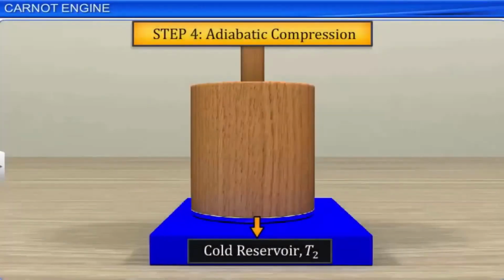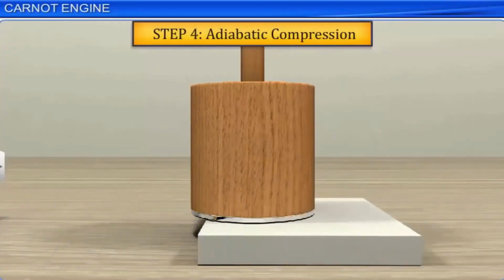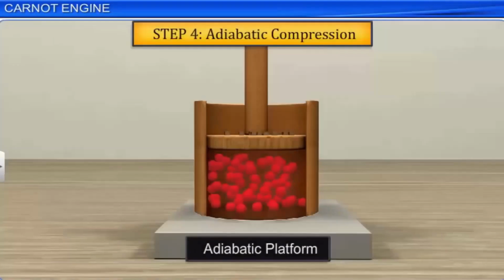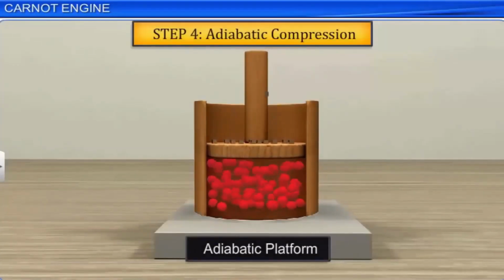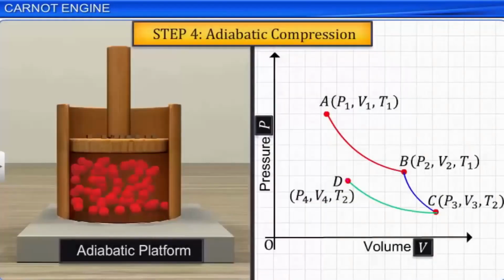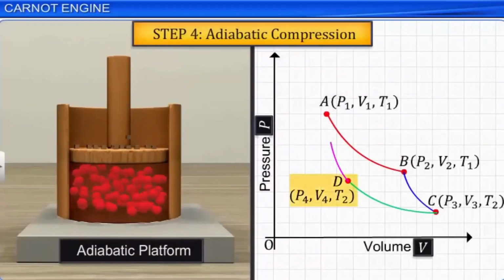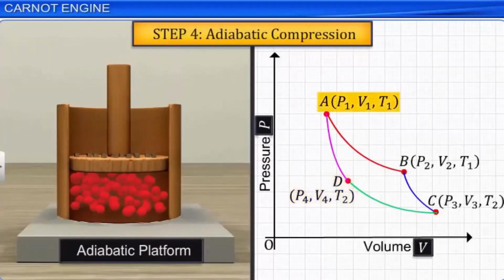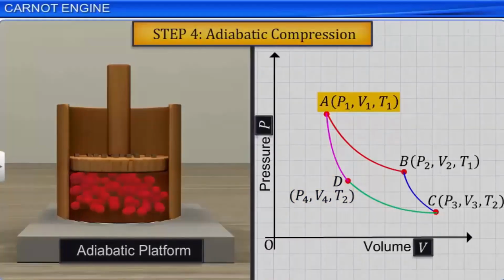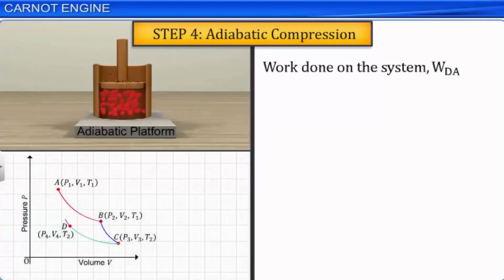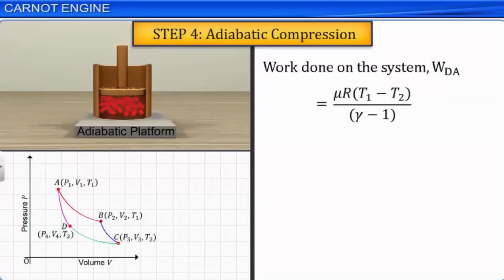In the final step, place the container on an adiabatic platform once again and compress the gas by adding small weights one by one. This adiabatic compression has taken the state of the gas from D (P4, V4, T2) to A (P1, V1, T1). The work done on the system, WDA, is equal to μR(T1 − T2)/(γ − 1). Let this be equation 5. As the process is adiabatic, we can write T2V4^(γ−1) is equal to T1V1^(γ−1). Let this be equation 6.